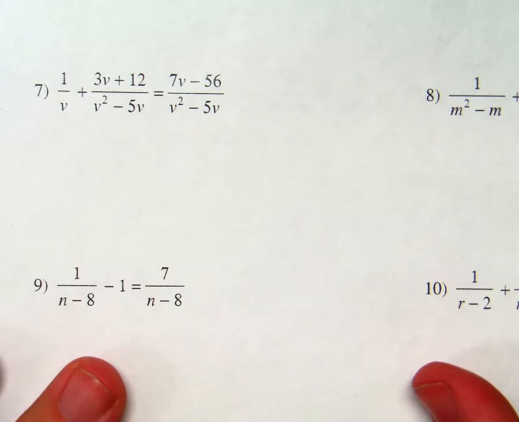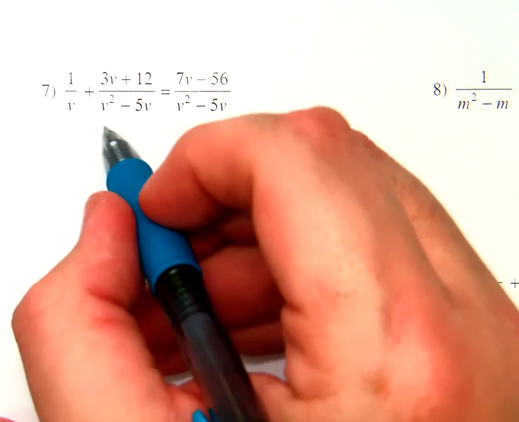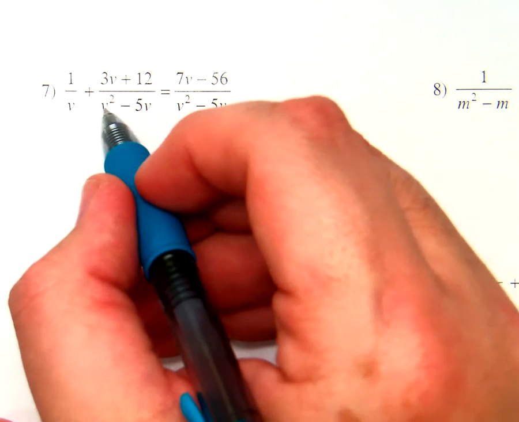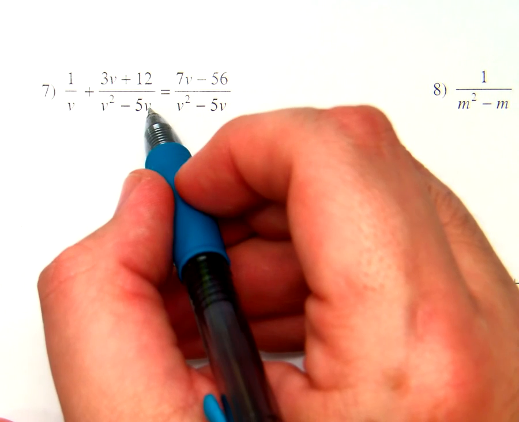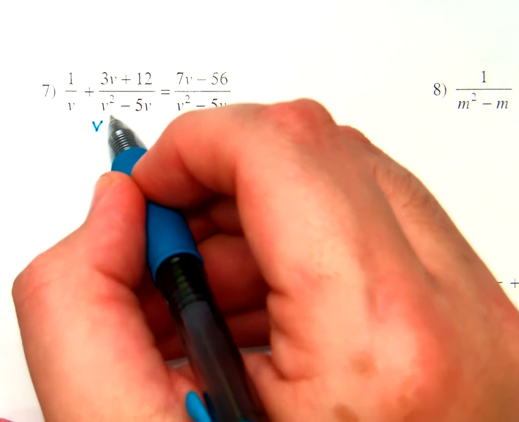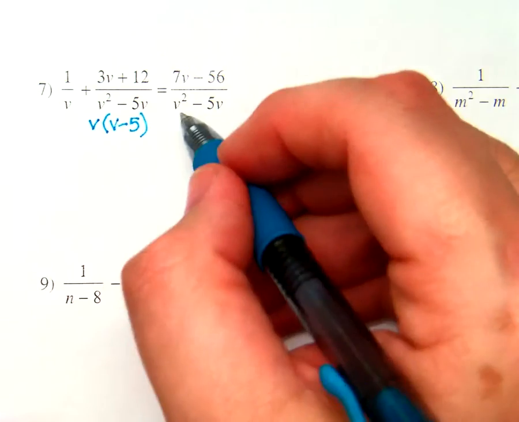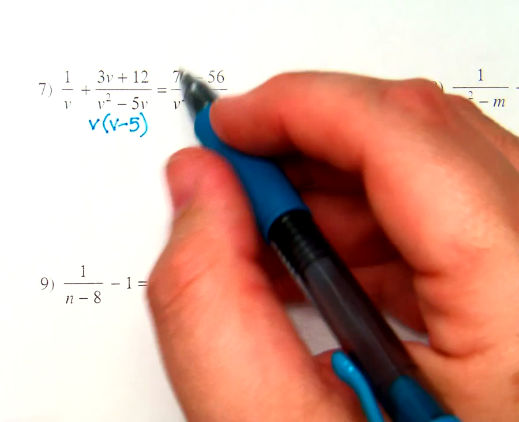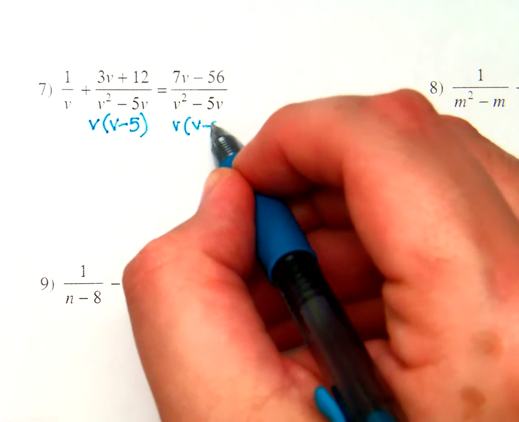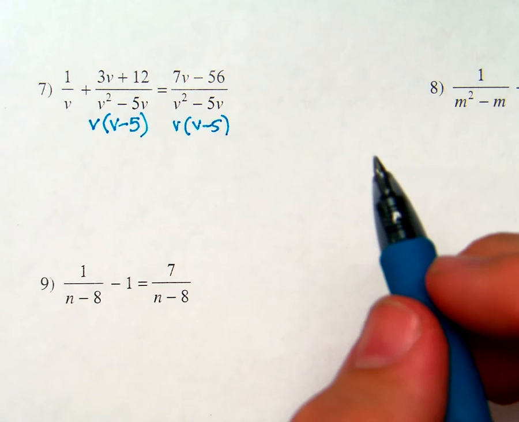Right, now with number 7, if I factored these, and you can factor them right below it, factor your denominators, I have v squared minus 5v. What's the common factor? V and v minus 5. And I have another v squared minus 5v, so that's v times v minus 5. So that's your first step.